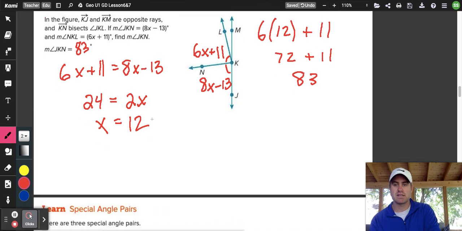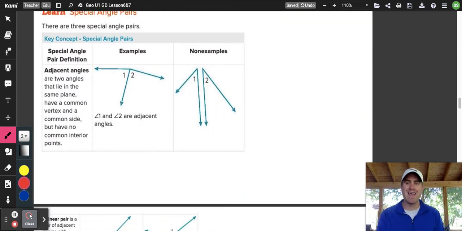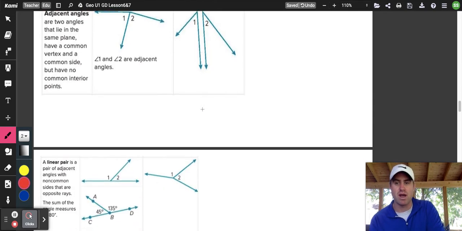All right, next slide. Special angle pairs. Adjacent angles are angles that share a ray or a common side. On the left here, 1 and 2 are adjacent because they share this ray. Here, 1 and 2 are next to each other, but they're not adjacent because they do not share a common ray.